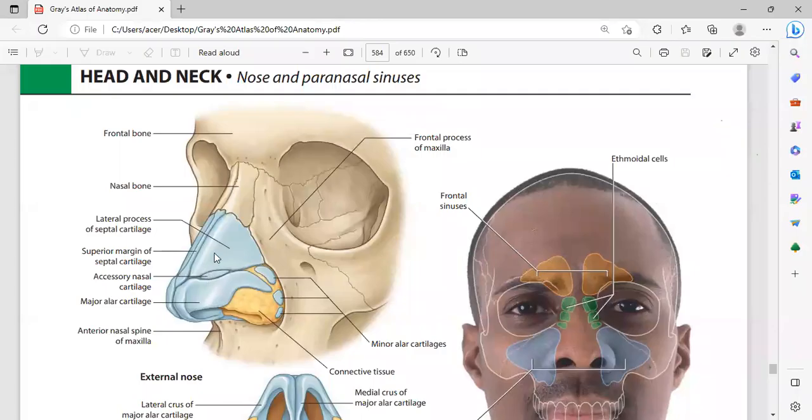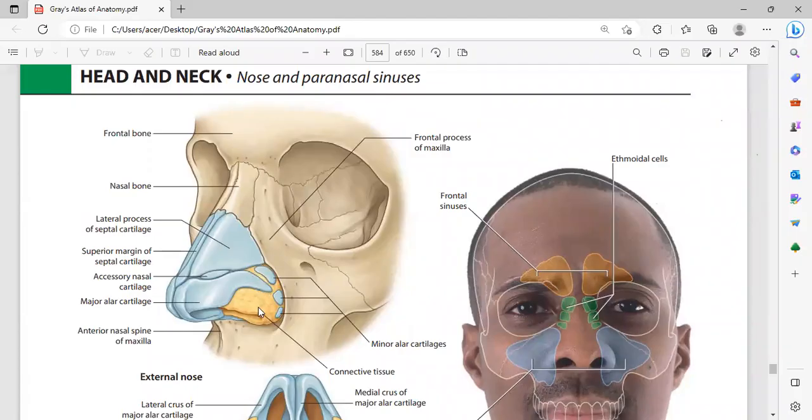Then between the lateral process and the major alar cartilage, sometimes you have this thing called the accessory nasal cartilage. So this is not always present. And then right on the side here, connected to the maxilla, you have the minor alar cartilage. So usually there are about 2 or 3 in number. And then between the major alar cartilage and the minor alar cartilage, this space is filled with fibrofatty tissue.